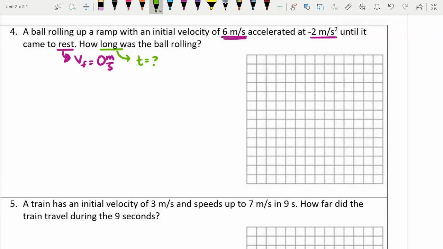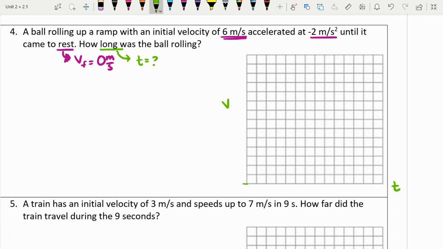How might we approach this on the graph? Here's my inclination. Often, not always, but often on these problems, looking at a velocity versus time graph is key. If you're not sure which way to go, I would say the best way to start these problems is to look at that velocity graph. So a velocity versus time graph is going to start up at 6 meters per second, and then it's going to come to rest.